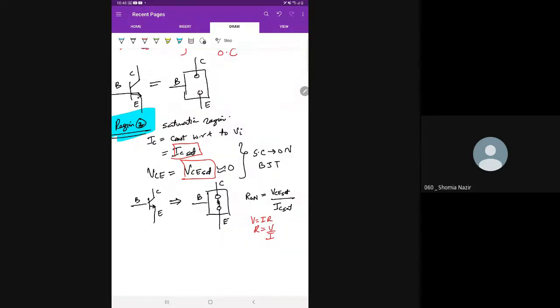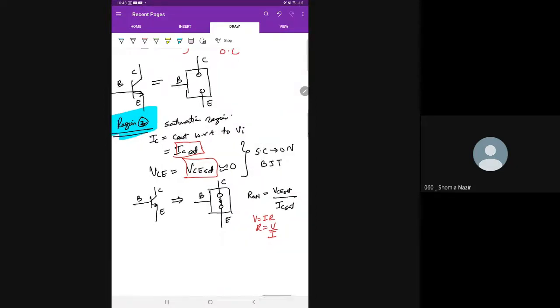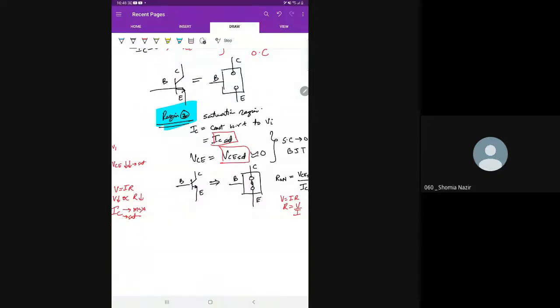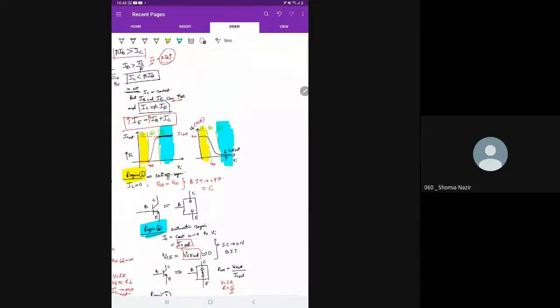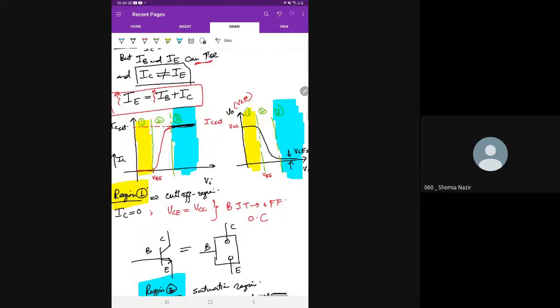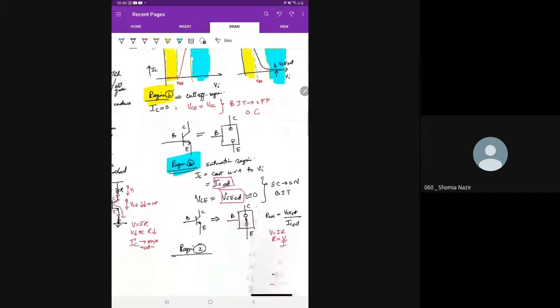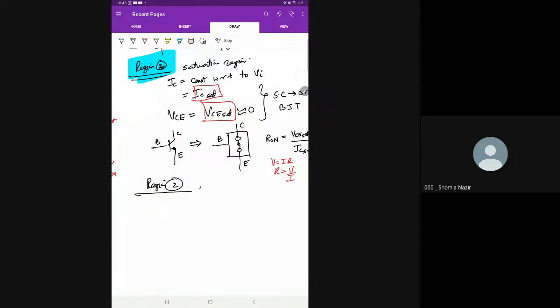Okay, so that was region 3. And what about region 2 now? In region 2, we know that the BJT has a linear relationship with voltage. Current IC has a linear relationship, and similarly, voltage also has a linear relationship with input. So region 3 is the active region of BJT.